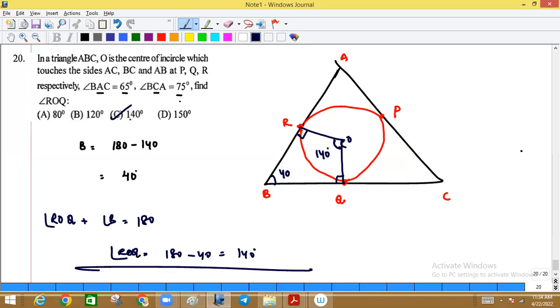140. Understood? It forms a quadrilateral. We know sum of angles in a quadrilateral is 360, but already 2 angles is 90 and 90. Therefore, the other 2 angles sum should be 180. If one of them is 40, the other is 140.